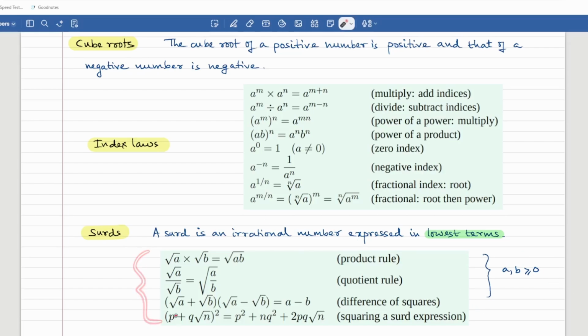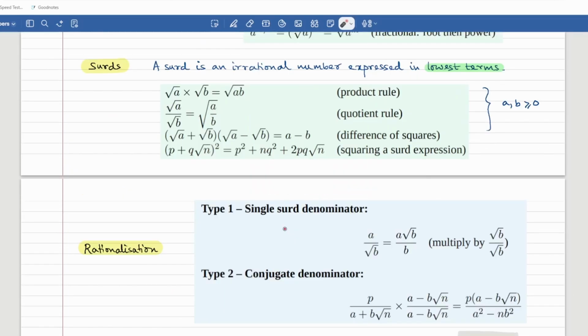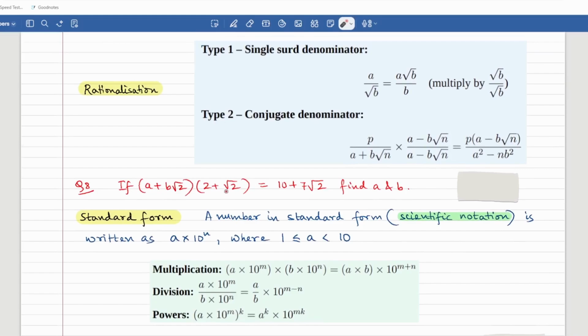You will use all of these in simplification and rationalization problems. If there is a surd in the denominator, multiply the numerator and the denominator with its conjugate. If the denominator was in a square root form, then you will probably be using the difference of squares formula to get rid of the square roots, and the numerator will be whatever you calculate it to be. Try this sum. If (a plus b root 2) into (2 plus 2 root 2) is equal to 10 plus 7 root 2, find a and b. I hope you got the answer. I'll reveal all the answers at the end of this page.